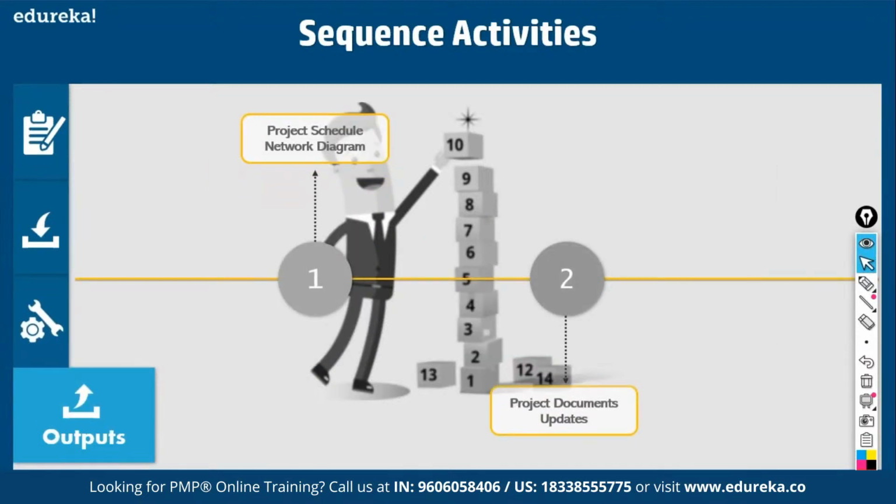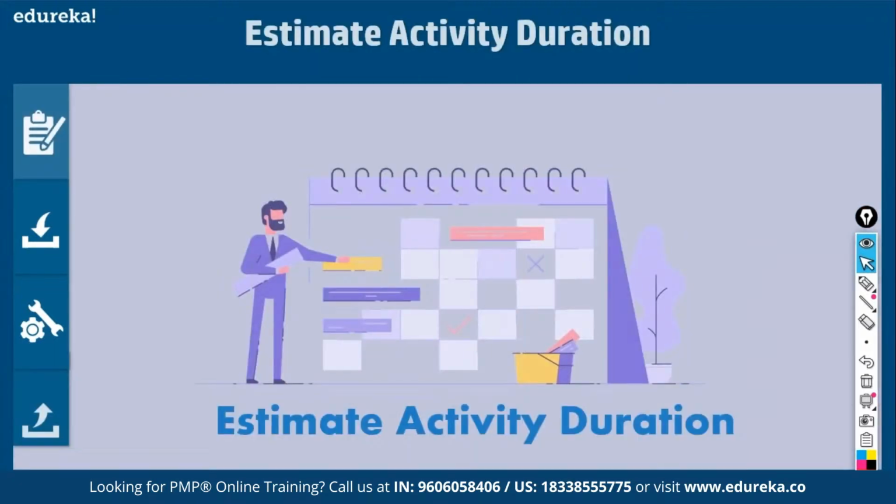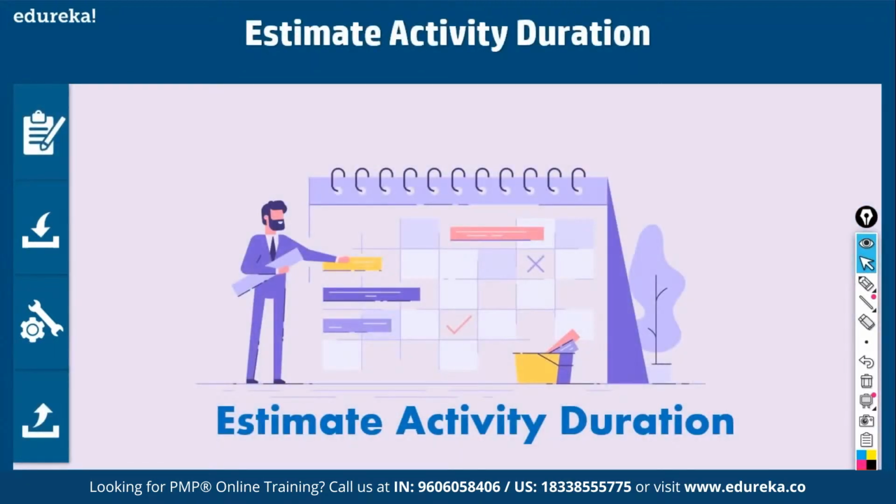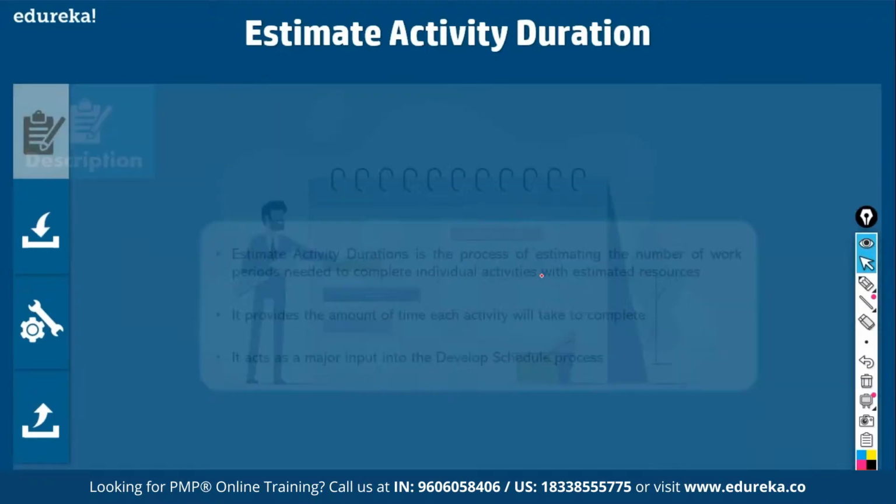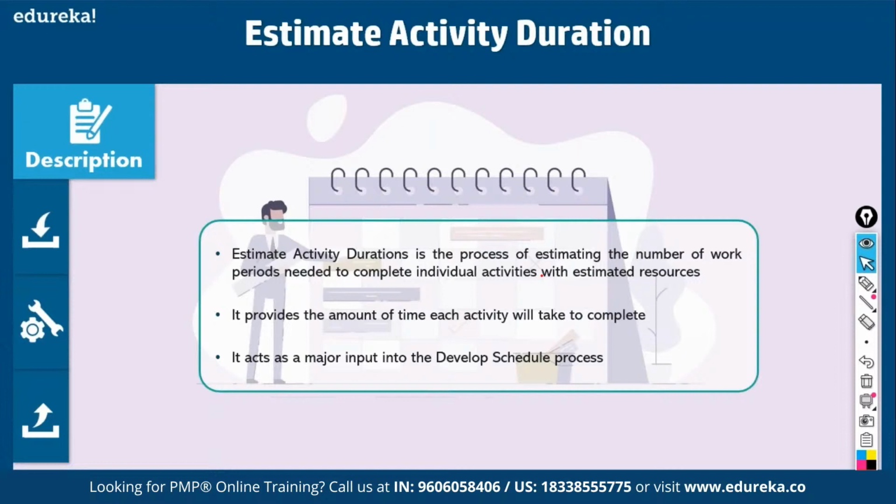Then you come up with network diagrams. There is an output, and you also update different project documents. Okay. Now we came up with network diagrams. You should get a confirmation about who will be working on these activities, and based on the productivity, you have to come up with durations. So that is called estimate activity duration. Fine. This is a process of estimating the number of work periods needed to complete individual activities.